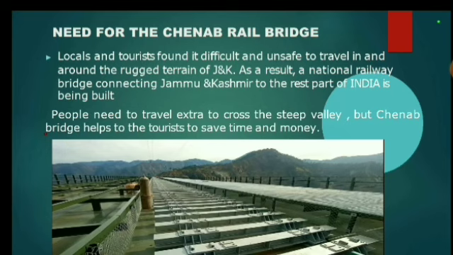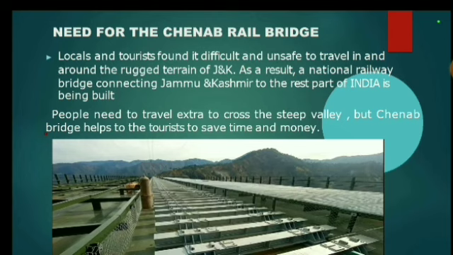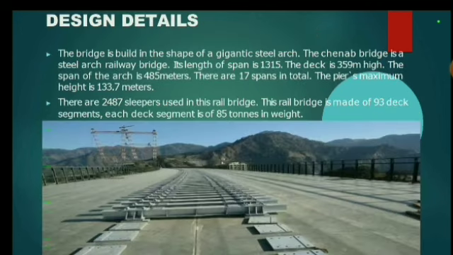Need for the Chenab Rail Bridge. Locals and tourists found it difficult and unsafe to travel around the rugged terrain of Jammu and Kashmir. As a result, a national railway bridge connecting Jammu and Kashmir to the rest of India is being built. People need to travel extra to cross the steep valley, but Chenab Bridge helps tourists save time and money. Design details. The bridge is built in the shape of a gigantic steel arch.